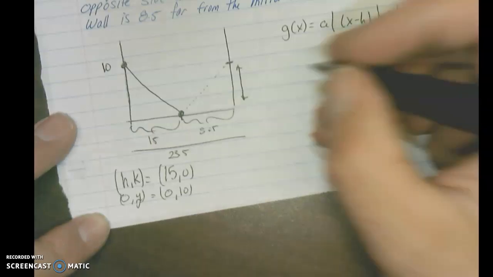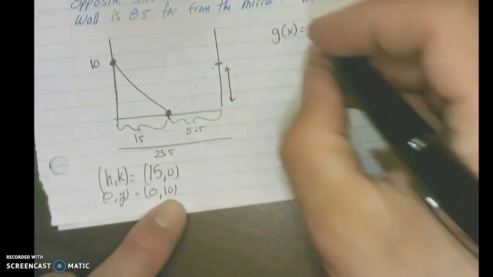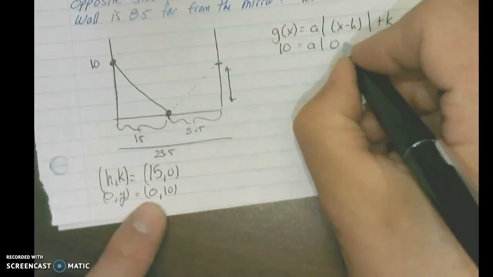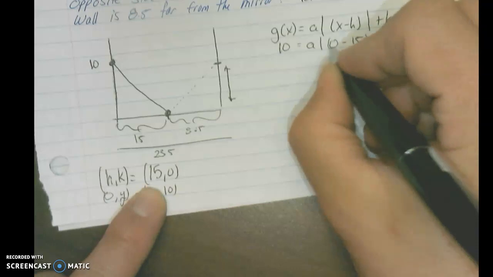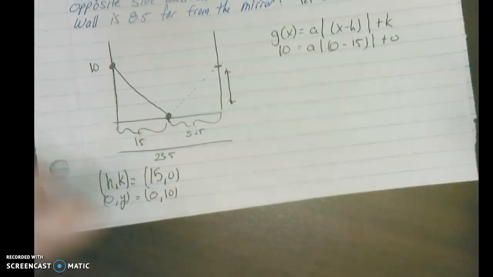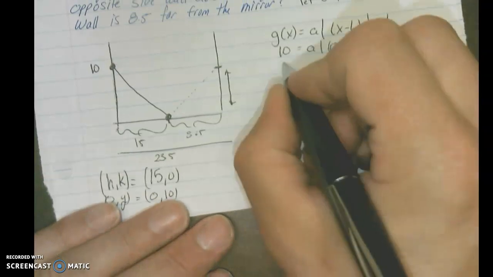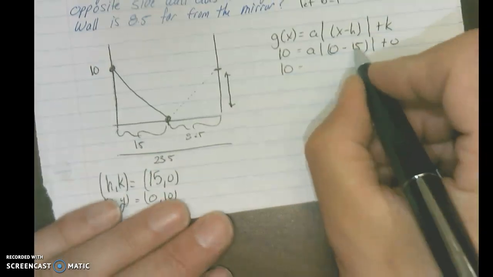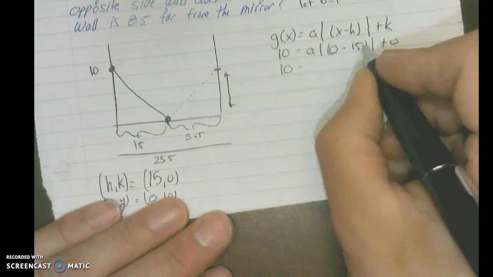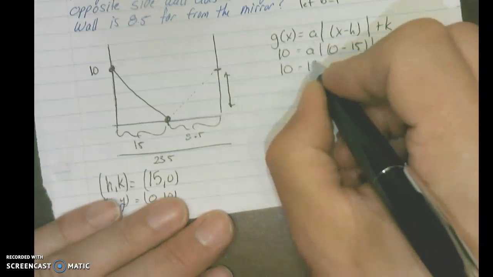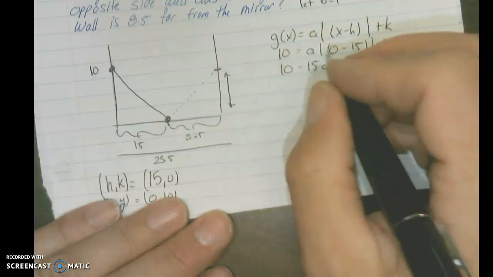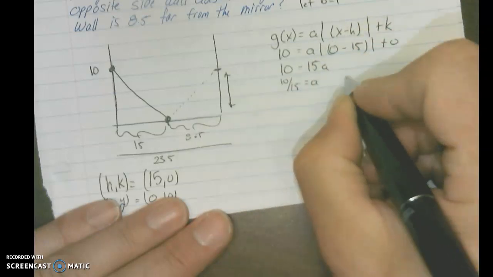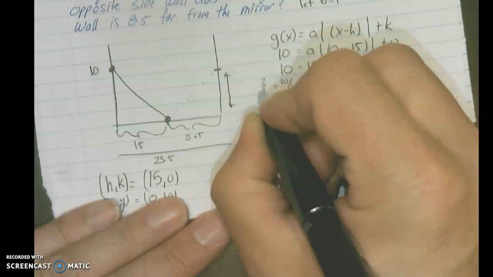Okay. So then I'm just going to fill out my equation. All right. So that 10 is my g of x. I don't know a, that's what I'm solving for. x is 0, h is 15, and k is 0, which is super nice for us. Okay. So then anything added to 0 is that value there. So then 0 minus 15 is negative 15. Absolute value of negative 15 is 15. 15 times a is 15a. I divide by 15. So I have 10 fifteenths is equal to a, and that reduces to 2/3.